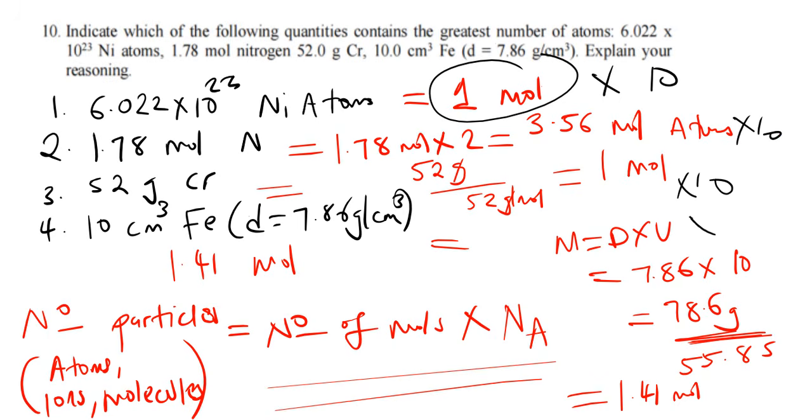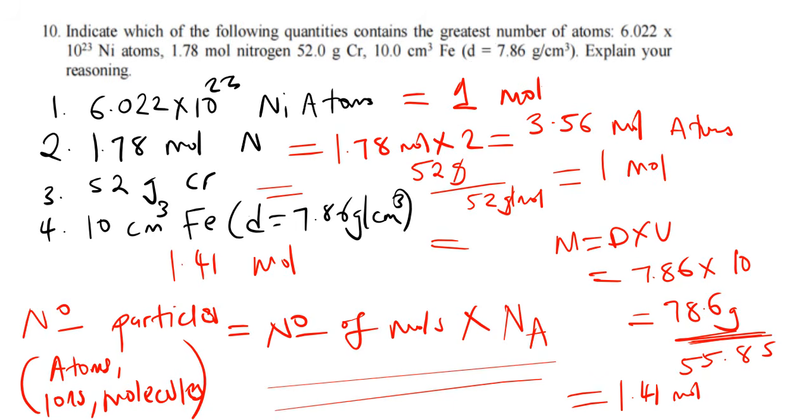It's not going to change anything. So if I multiply everything by the Avogadro's number, I've just changed the figures to a higher figure. So even just from here we're able to compare. This has got one more. This has got 3.5. This has got 1. This has got 1.4.